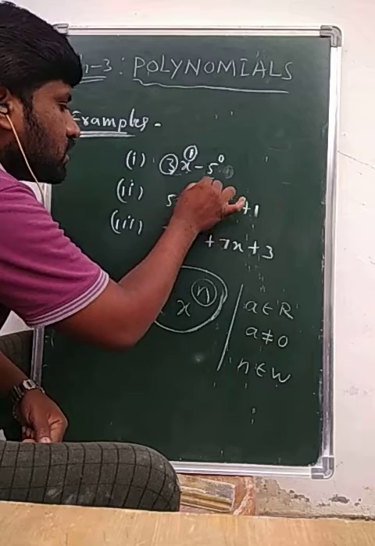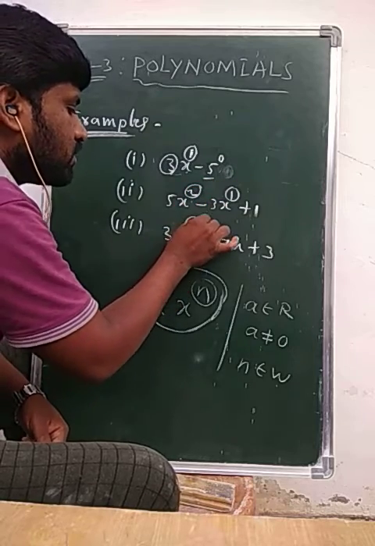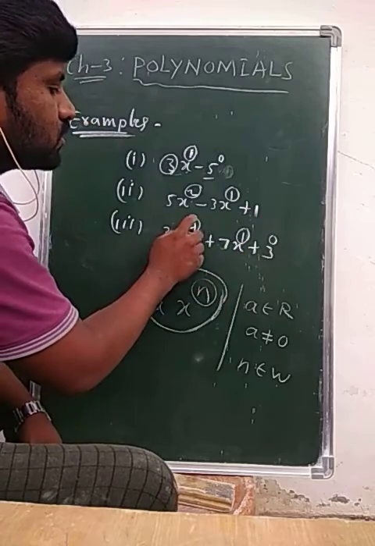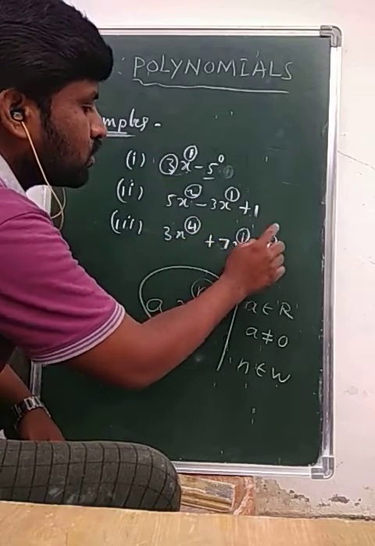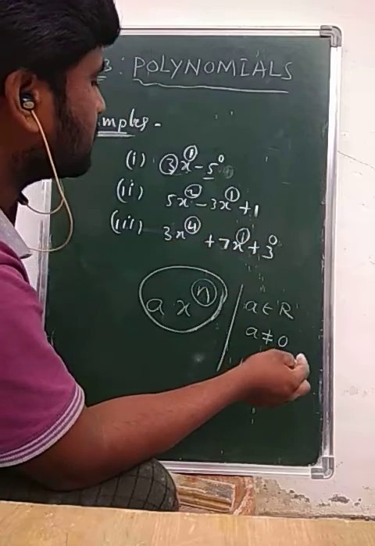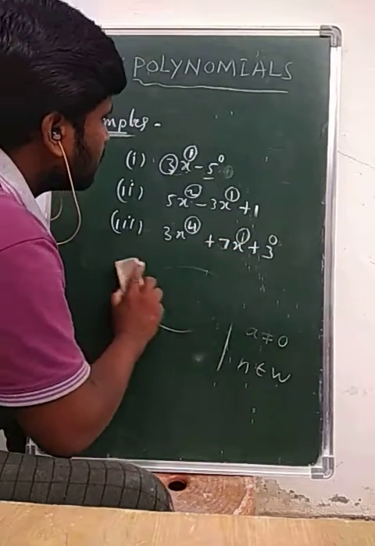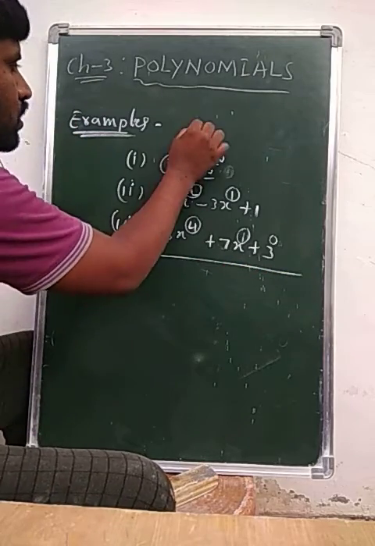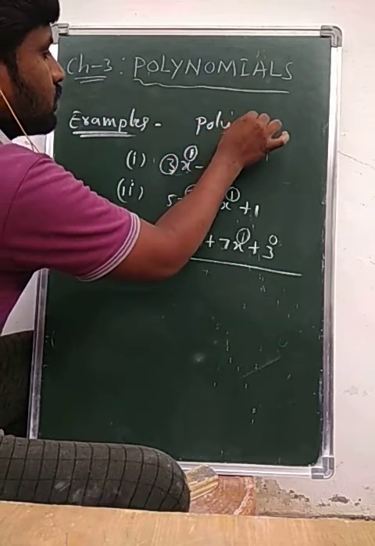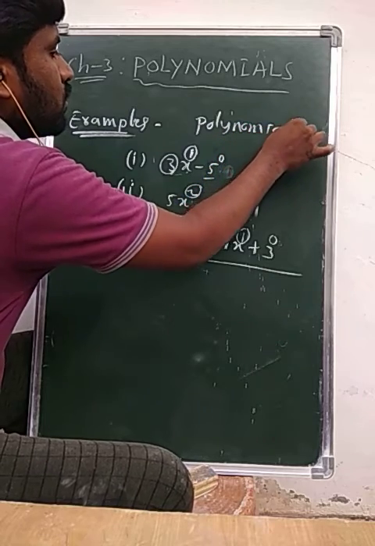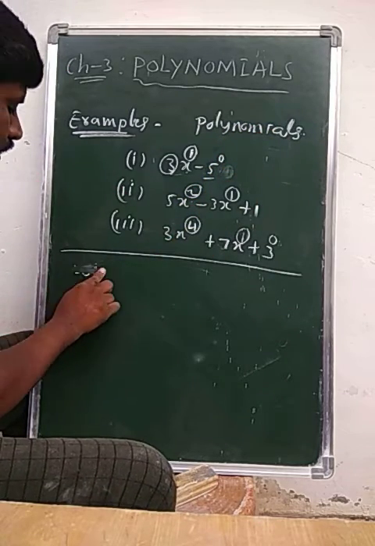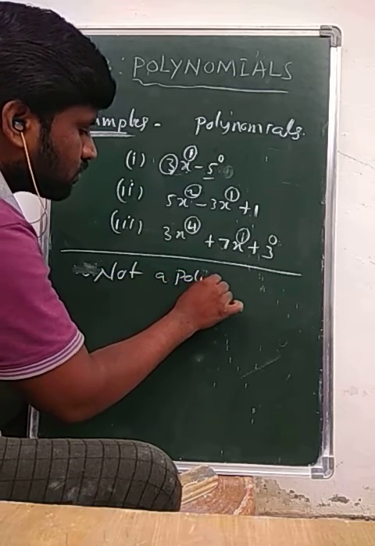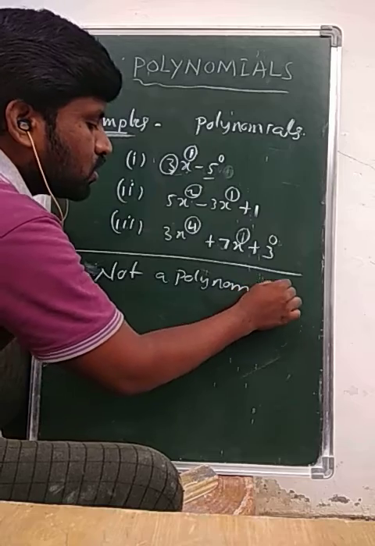Clearly, what are the powers? The powers are whole numbers: 4, 1, 0. Power should be a whole number, non-negative integral powers. Then which are not polynomials? These are polynomials, and which are not polynomials, you see.